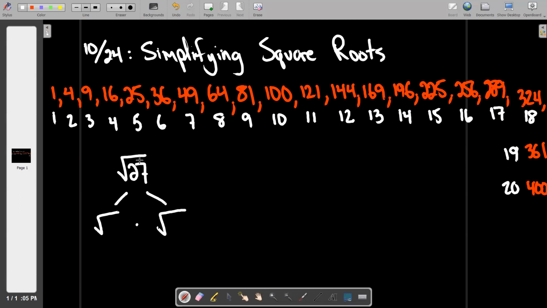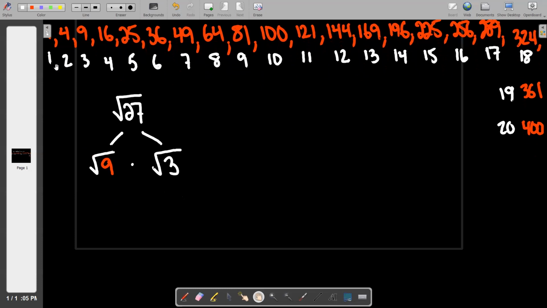So when I take the square root of 27 and I break it into 2 square roots, I want to choose wisely. I want to choose 9, and then I want to choose 3. And the reason I chose 9 is because it's useful. What is the square root of 9? It is 3. And so the simplified version of the square root of 27 is 3 root 3. That's how we say that.